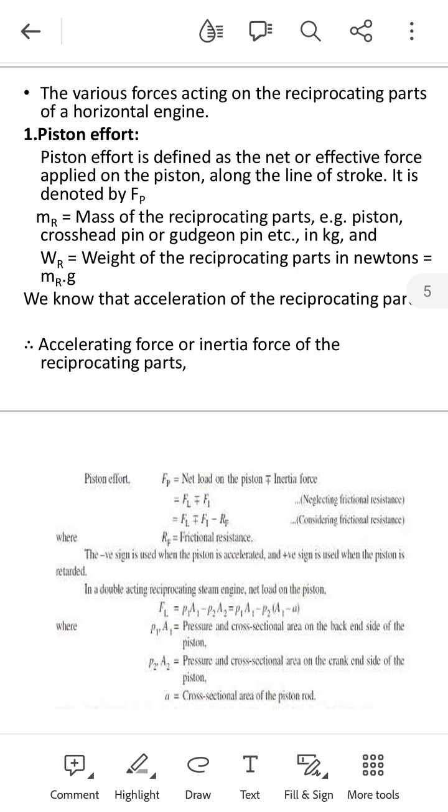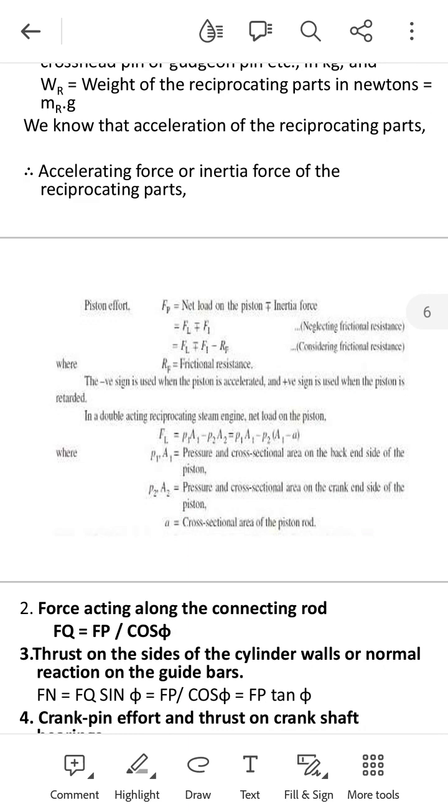In a double acting reciprocating steam engine, the net load on the piston Fl is equal to P1 A1 minus P2 A2, where P is the pressure and A is the area. P1 A1 is the pressure and cross-sectional area on the back end side of the piston. P2 A2 is the pressure and cross-sectional area on the crank end side of the piston. Small a is the cross-sectional area of the piston rod.